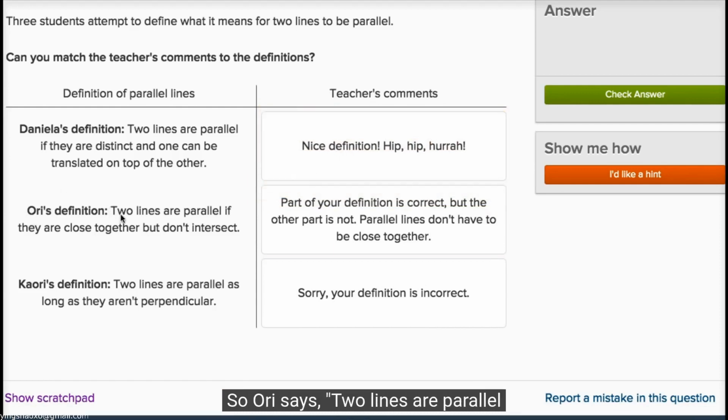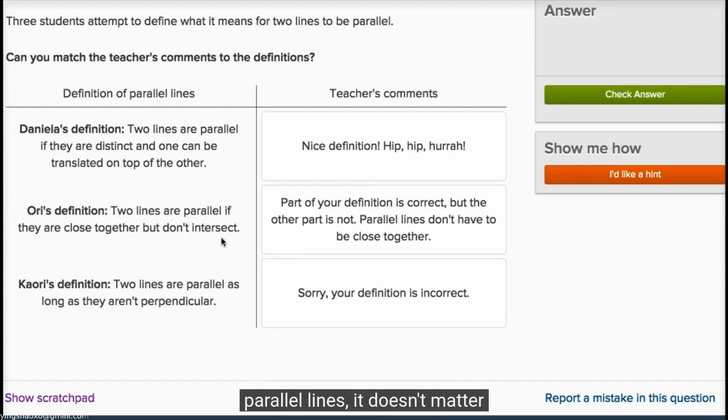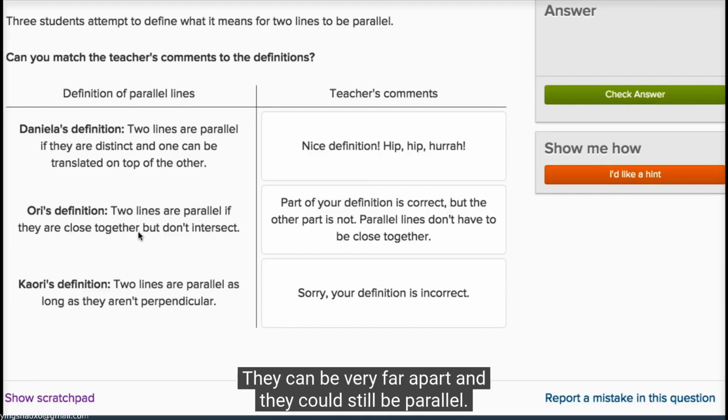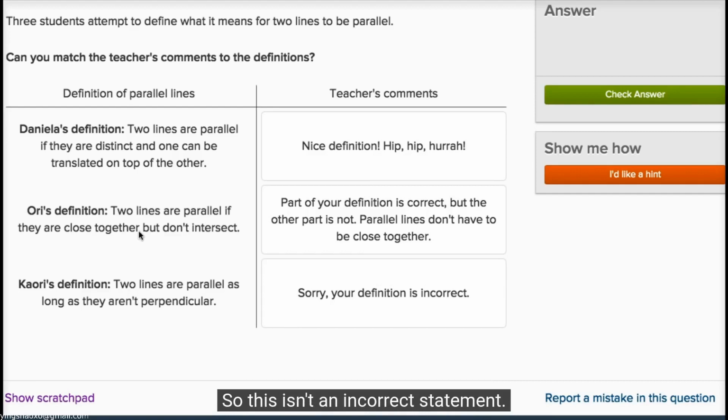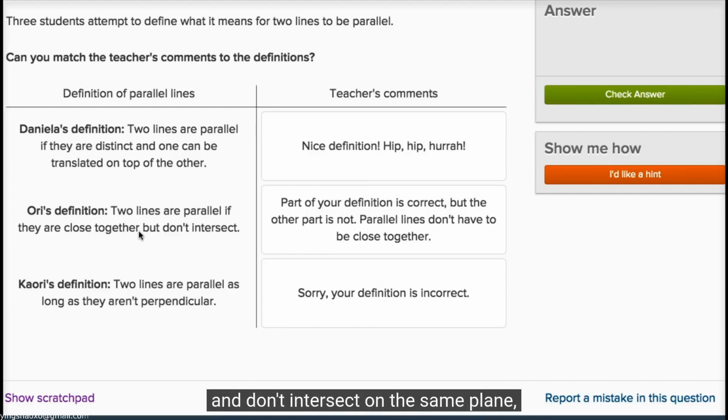So Ori says 2 lines are parallel if they are close together but don't intersect. So if you're trying to define parallel lines, it doesn't matter if they're close together or not. They just have to be in the same plane and not intersect. They could be very far apart and they could still be parallel. So this isn't an incorrect statement. You could have 2 lines that are close together and don't intersect on the same plane, and they are going to be parallel. But this isn't a good definition, because you can also have parallel lines that are far apart.